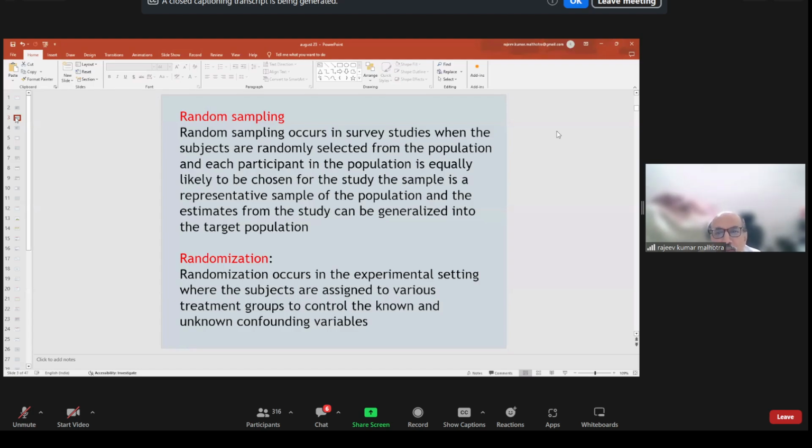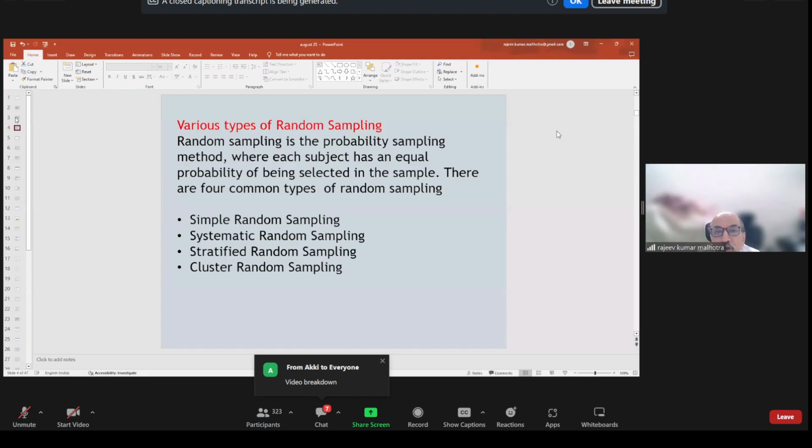So this is the sampling method. And randomization, as I already told you, we do in experimental studies to balance the known or unknown confounding variables. So this is used in a clinical trial or some randomized trial, and random sampling is for the survey design. So you have to understand the meaning of this first. There are various types of random sampling, and this is called probability sampling. I am not discussing non-probability sampling here, but only probability sampling.